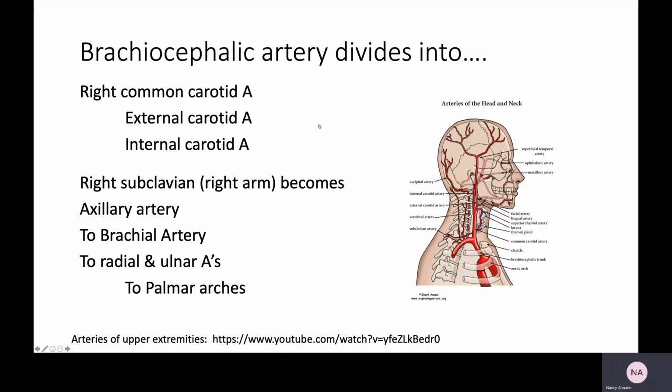And in this case, the right common carotid artery will branch into the right external carotid artery and the right internal carotid artery. And as we said, the right subclavian artery becomes the right axillary artery, which morphs into the right brachial artery, which morphs into the right radial and ulnar arteries down to the palmar arches. The pattern for the right arm and the left arm, once you're talking about the subclavian arteries, is exactly the same.